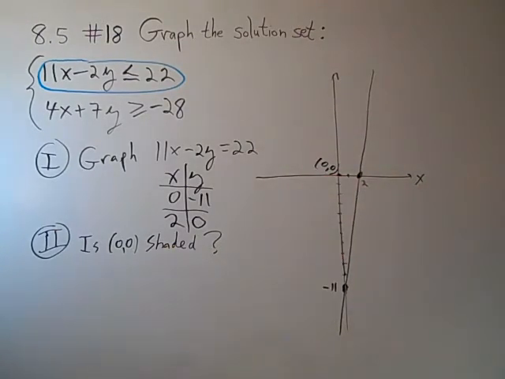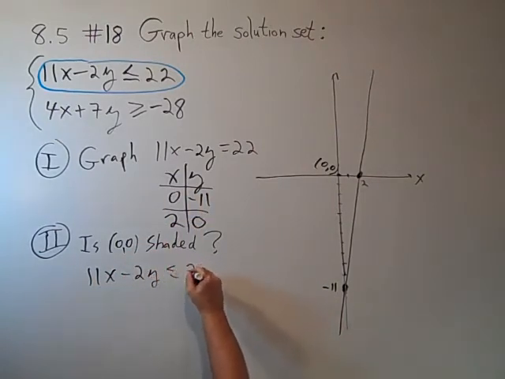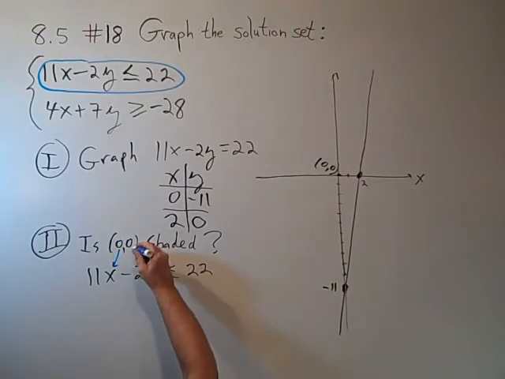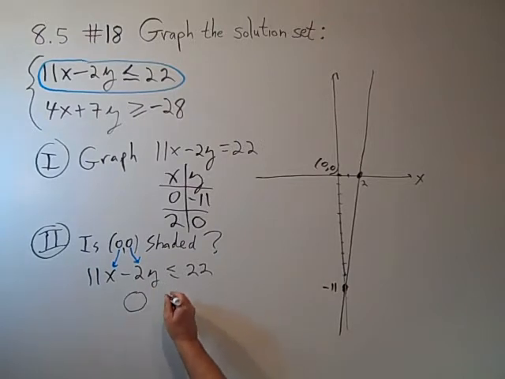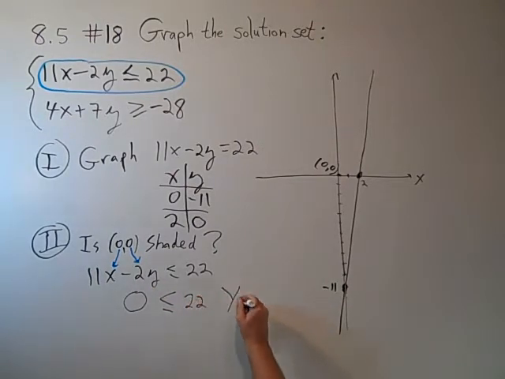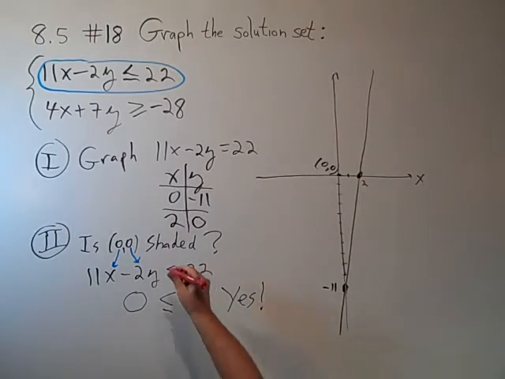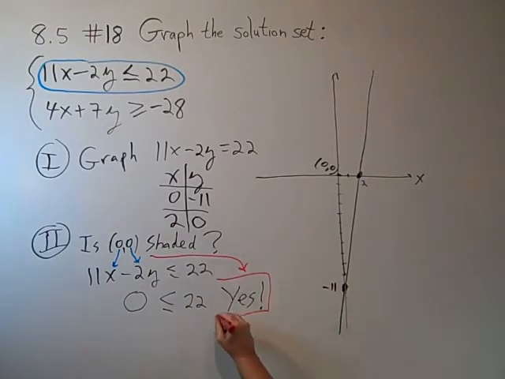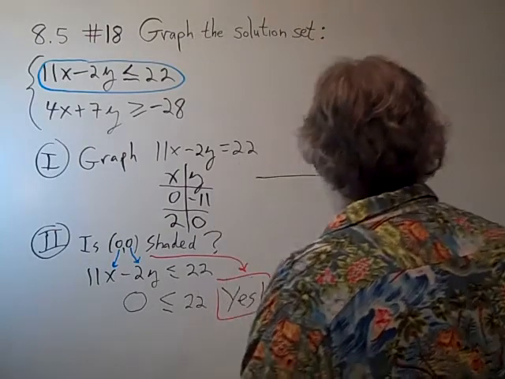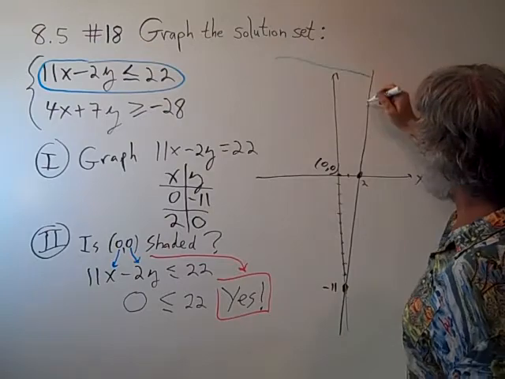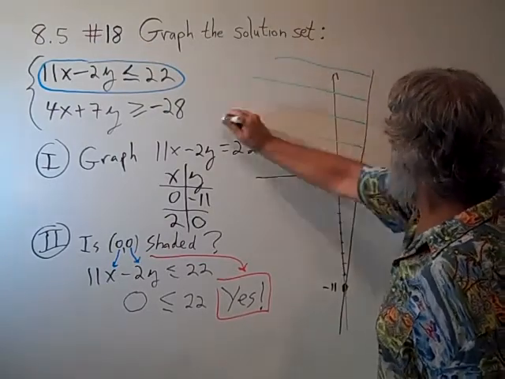We decide if a point like that is shaded by seeing if it satisfies the inequality. So we wonder, if we substitute in x equals 0 and y equals 0, is this going to be true or not? The left side becomes 0, and 0 is less than 22, yes. So that's the answer to the question here. The origin is shaded, so we shade the origin side of the line. Everything over here is shaded.